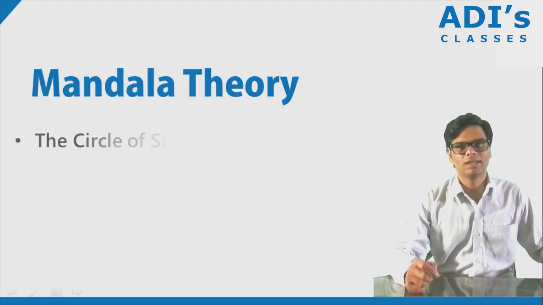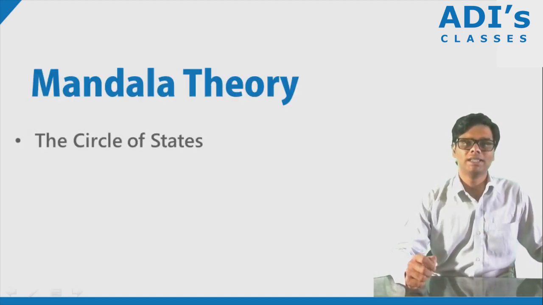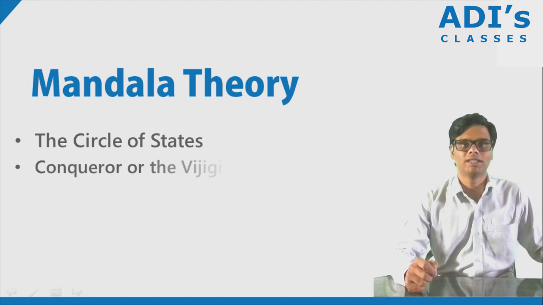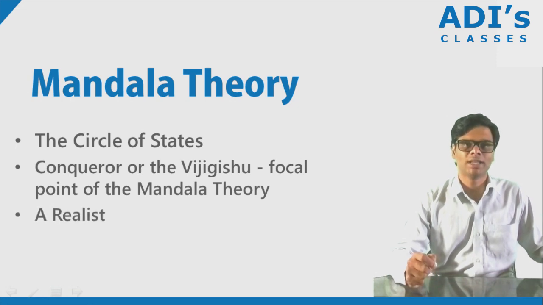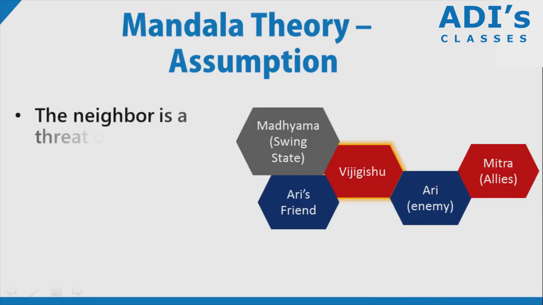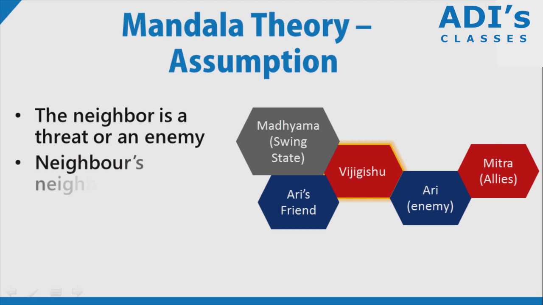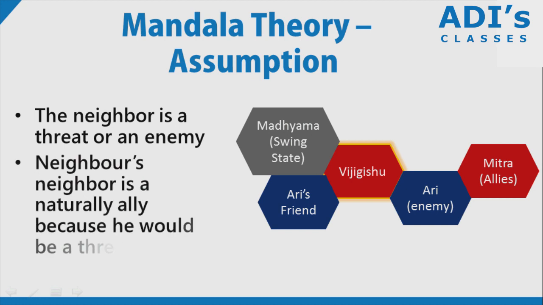The conqueror is called the Vijigishu and he is the focal point of the Mandala theory. Kautilya is a realist. The Mandala theory is based on the assumption that the neighbor is a threat or an enemy. The neighbor's neighbor is a natural ally because he would be a threat to the enemy. I repeat, Kautilya is a realist.